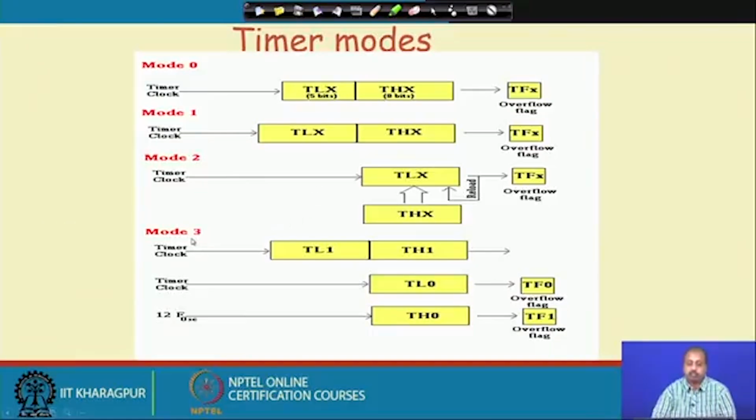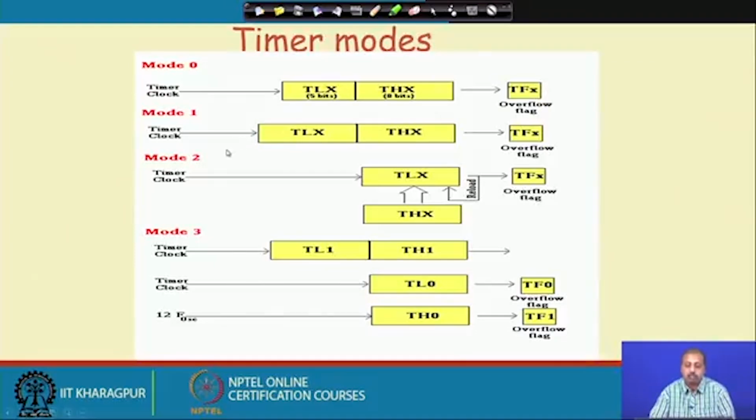Okay. So, this is the summary of the timer modes. In mode 0, the timer clock comes from the internal source, and TLX has 5 bits and THX has 8 bits, and when it overflows, the TFX bit will be set. For timer 0, there is a TF0 bit, which is basically the overflow bit. When this timer overflows, this bit is set.